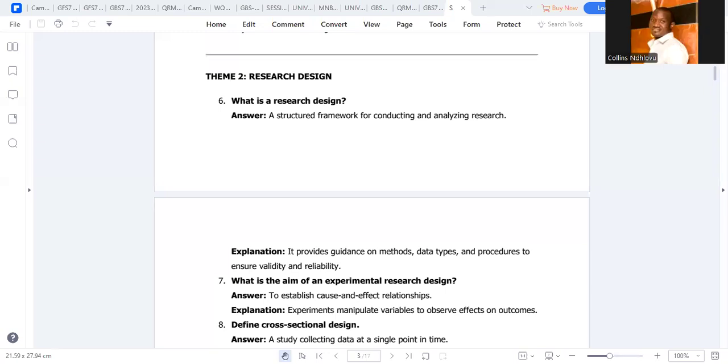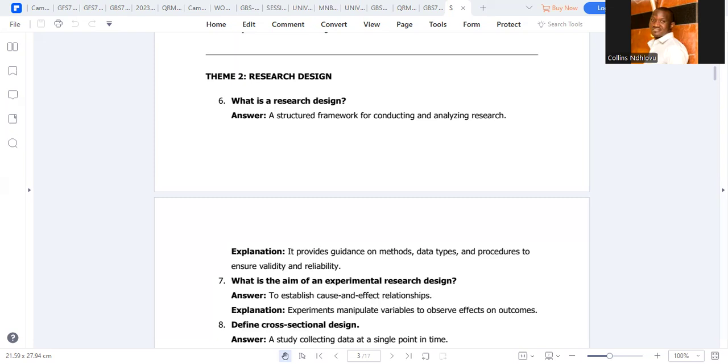What is the main aim of experimental research design? It is to establish causality, cause and effect. The goal is to determine how one or more variables, which we call independent, will cause changes in another variable, which is a dependent variable. In experimental research, the researcher manipulates the independent variable to observe the effects on the dependent.